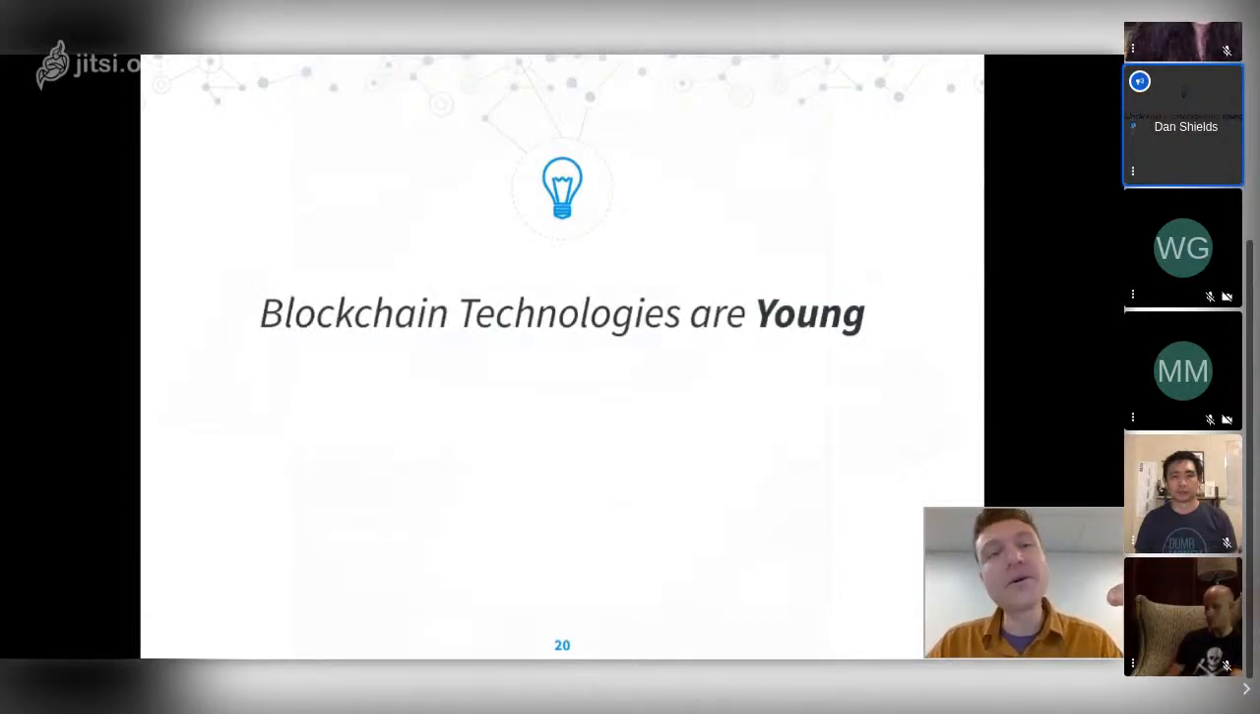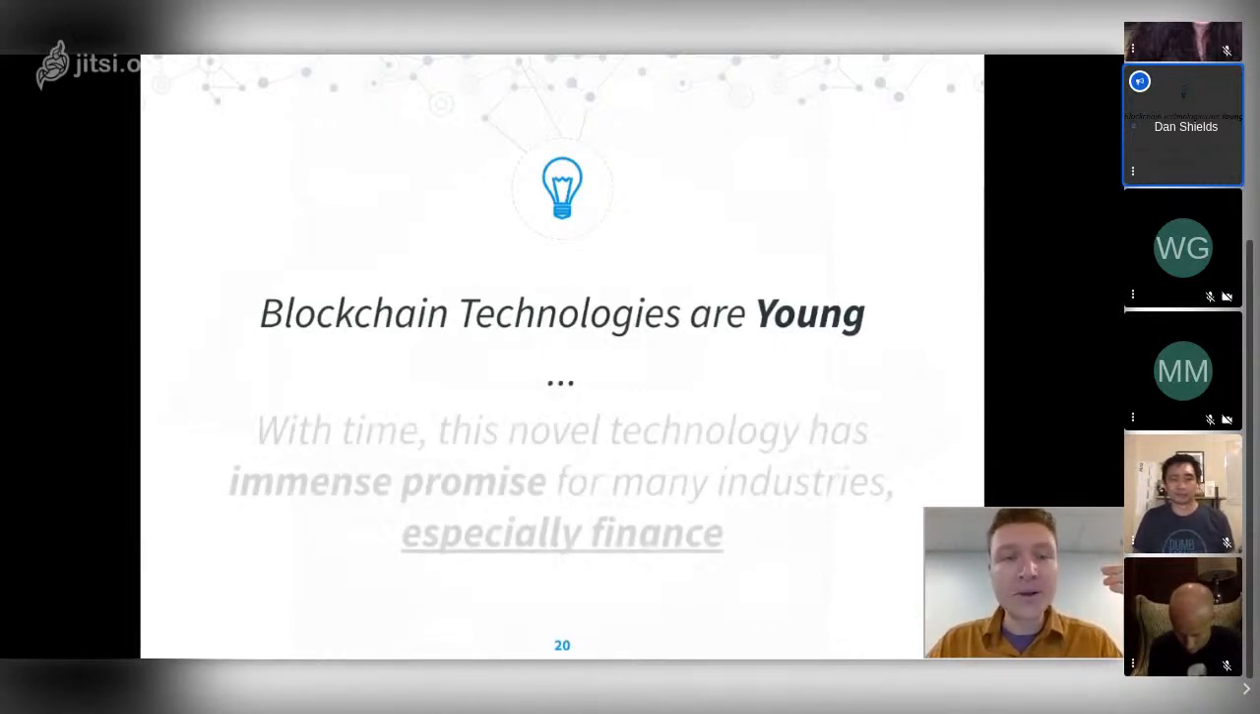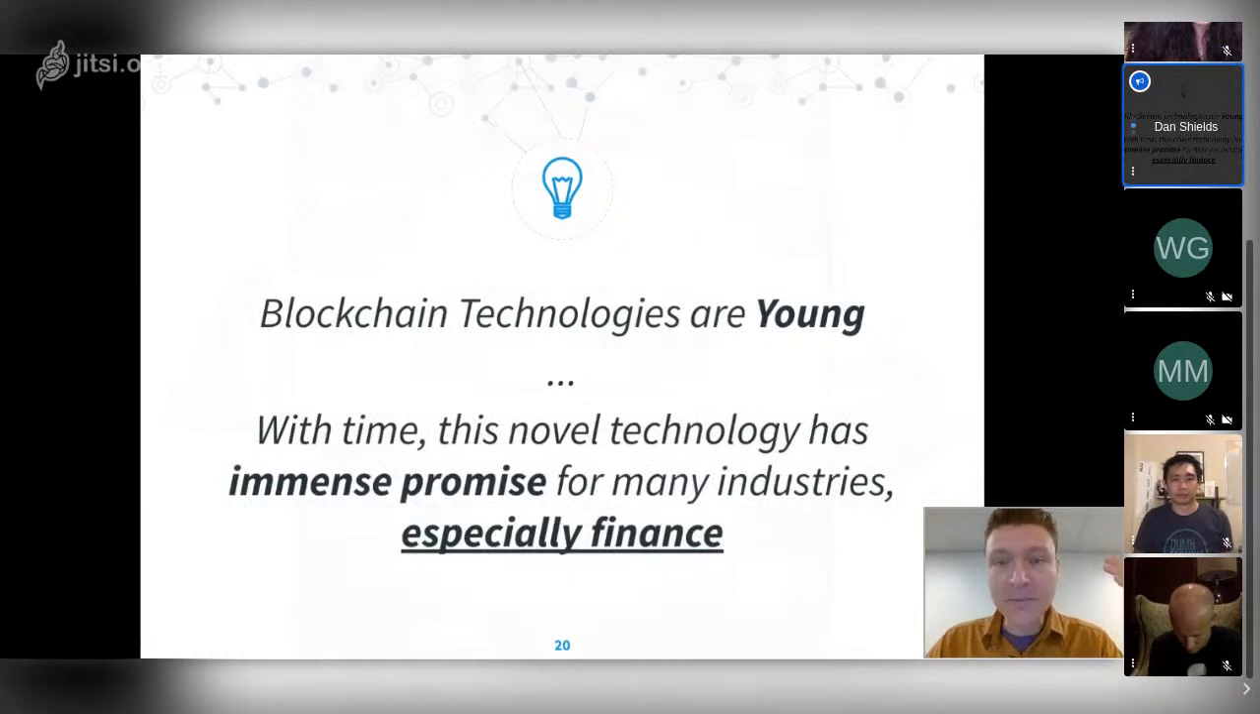The last thing I want to leave you with here is that blockchain technologies are so young. It's been just over a decade since Bitcoin came online, and that's the first instance of this stuff, right? But I think that with time, these novel technologies have immense promise for so many different industries. It's not just finance, but at least right now, I think the first big use case is definitely finance, right?